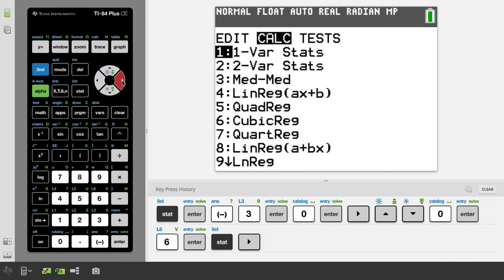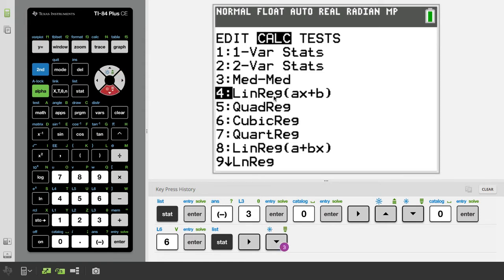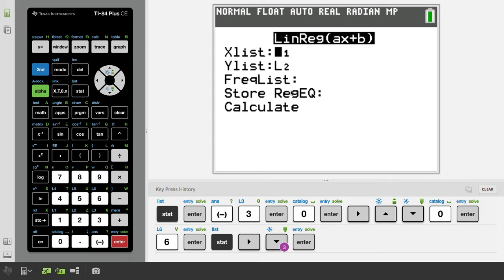I'm going to go over to Calc, and I'm going to look for LinReg, ax plus b. Okay. Now, of course, they were being a little complex, and instead of just writing an m here, they put an a. That's fine. We're smart enough to know that that is most certainly going to be an m.